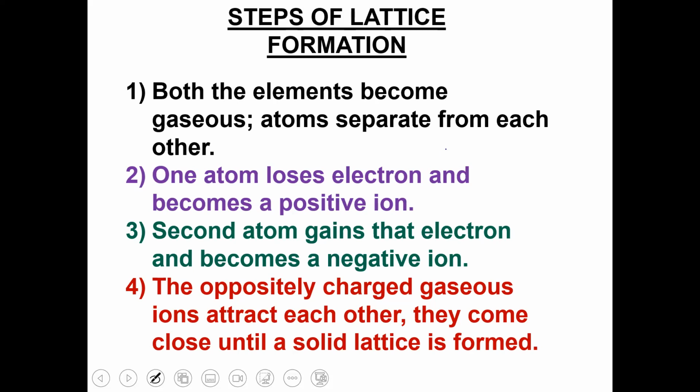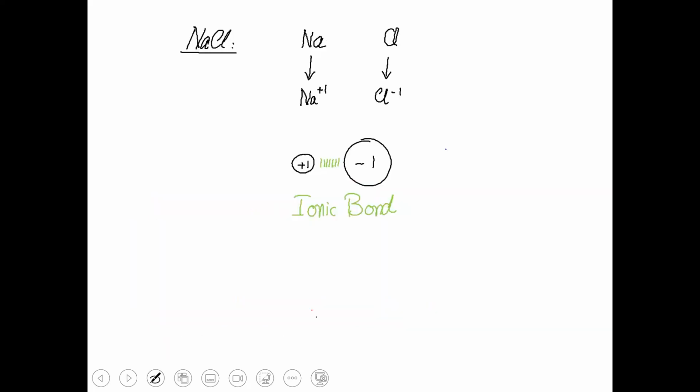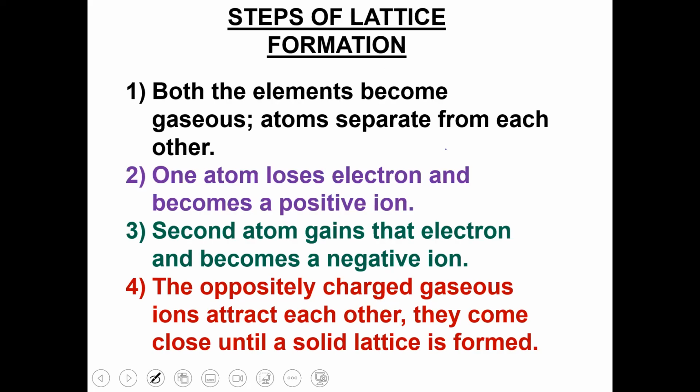Actually, Born-Haber cycle is a repetition for every compound, for every ionic structure. You need elements to become gaseous, which means atomization. One atom loses an electron and becomes a positive ion. The second atom gains an electron and becomes a negative ion. The oppositely charged gaseous ions attract each other. They come close until a solid lattice is formed. These steps are necessary to understand that these are all actually energy changes.